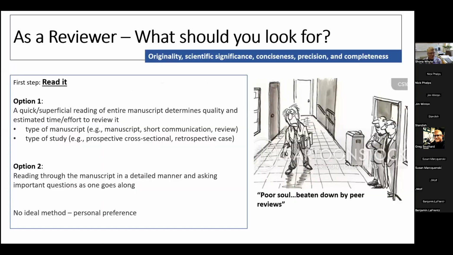So as a reviewer, what should you look for? The first thing is you read the manuscript, and there are various views on how you do that. Some people like to read it all first, and then go back and read it again. Other people like to just get right in there and start reading it and writing down their comments and their reviews. There's no ideal method for it. It's personal preference, and something that as you go through it and do it multiple times, you get into your own way of doing it.